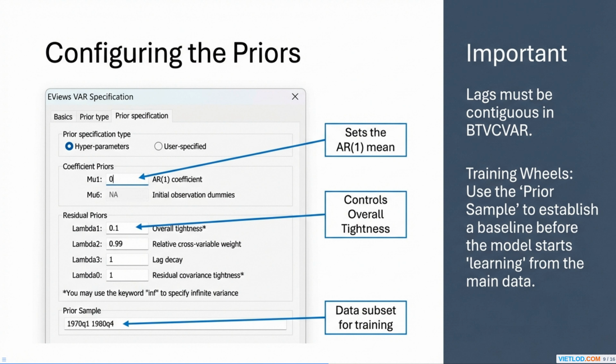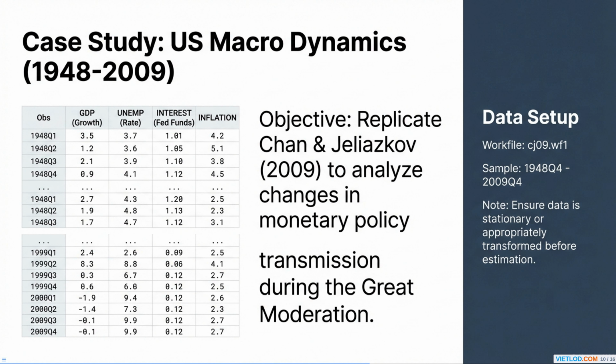An essential feature is the prior sample, shown here as 1970 Q1, 1980 Q4. This acts as a training wheels period, allowing you to use a subset of your data to establish a baseline for the priors before the model starts learning from the main estimation sample. It's important to note, as highlighted on the right side of the slide, that lags must be contiguous in the BTVCVAR specification within EViews, for example 1-2 rather than 1-3. These settings are crucial for achieving stable and meaningful results.